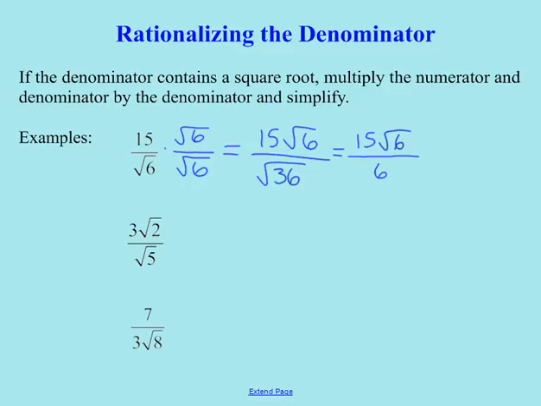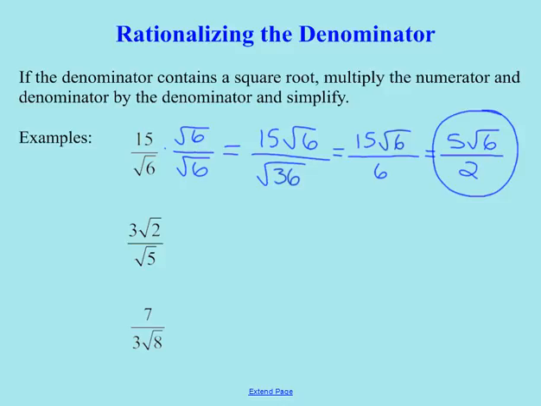15 over 6, we can treat this as a fraction that can be reduced. 3 goes into 15 and 3 goes into 6. So 3 goes into 15 5 times, 3 goes into 6 twice. The square root of 6 cannot be simplified because it does not have any factors that are perfect squares. So our final answer is 5 square roots of 6 over 2.